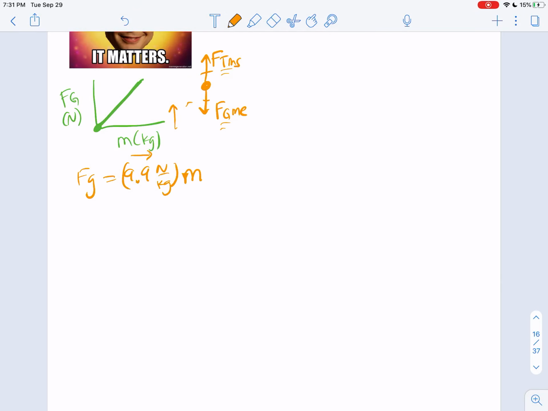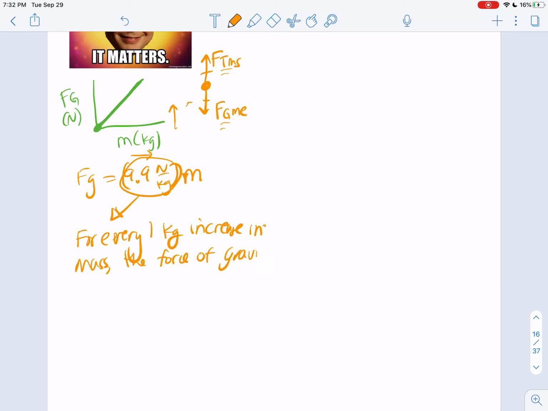This slope here says, for every 1 kilogram increase in mass, the force of gravity acting on the object increases by 9.9 newtons. Hopefully you recognize this as our good old friend, the acceleration due to gravity, 9.8 or around 10, and this is the same thing.